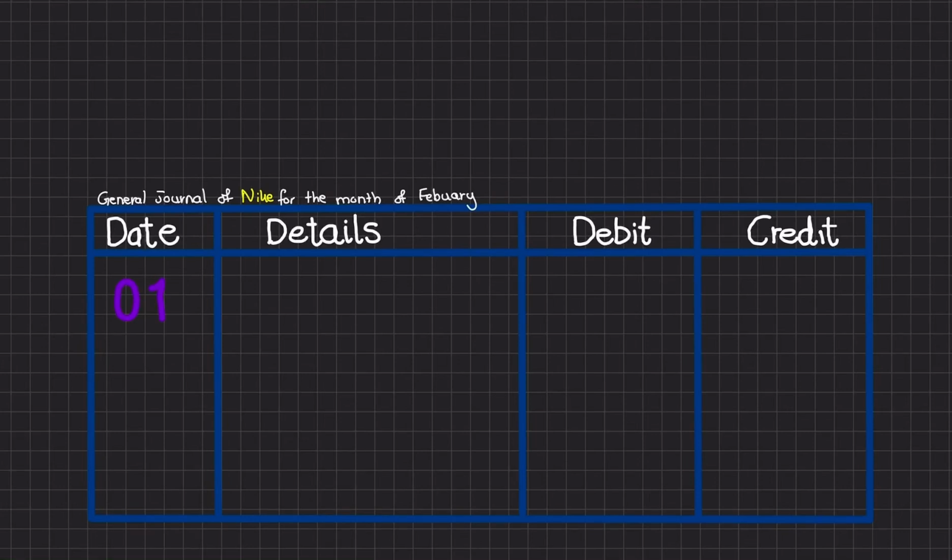Welcome, and in today's video we're going to be looking at the general journal of Nike for the month of February. And if you didn't know, this here is the format of a general journal. Now if this is your first time looking at a general journal, you definitely have to go look at a general ledger. General ledgers look like this. They're very important to understand how we do the general journals because they're very connected.